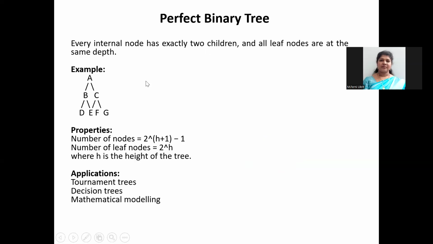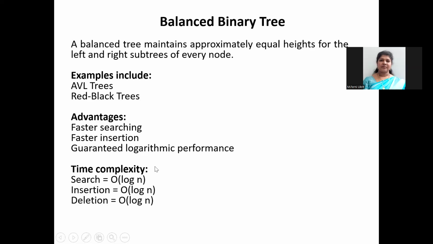And perfect binary tree means, from the name itself, it is identified that every node has exactly two children, and all the leaf nodes are at the same depth. You can see here it has two children and all leaf nodes are at the same depth. The number of nodes you can represent as 2 power h plus 1 minus 1, and leaf nodes 2 power h, where h is the height of the tree. The applications include decision trees, mathematical modeling, tournament trees, etc.